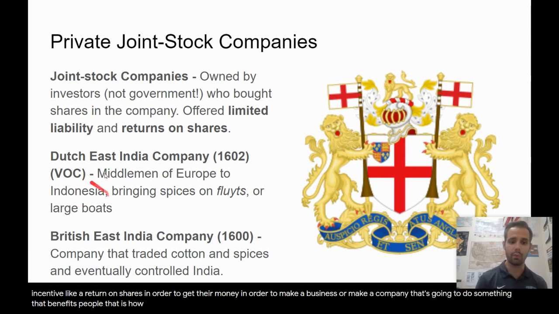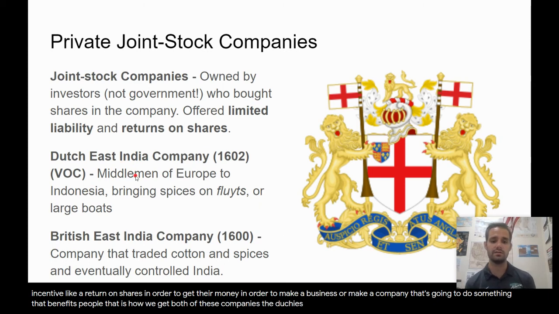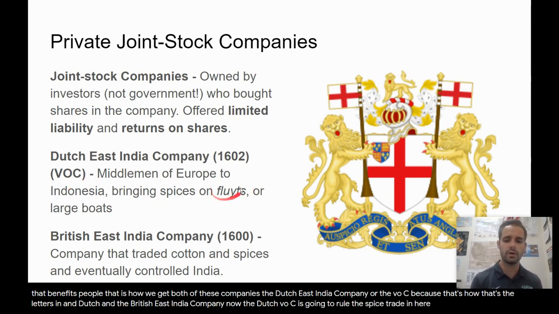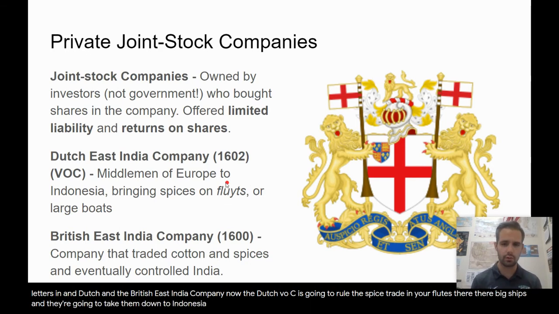That is how we get both of these companies, the Dutch East India Company, or the VOC, because those are the letters in Dutch, and the British East India Company. Now, the Dutch VOC is going to rule the spice trade in Indonesia, at least for a little bit. They're going to take their flutes, their big ships, down to Indonesia. Think of those countries just to the north of Australia.